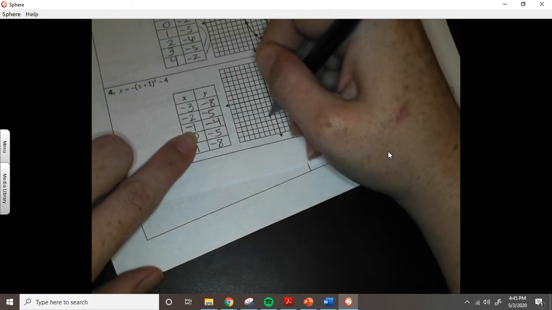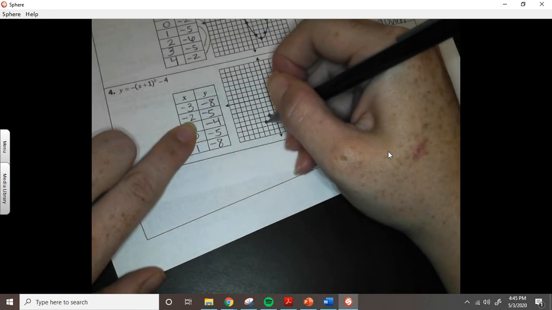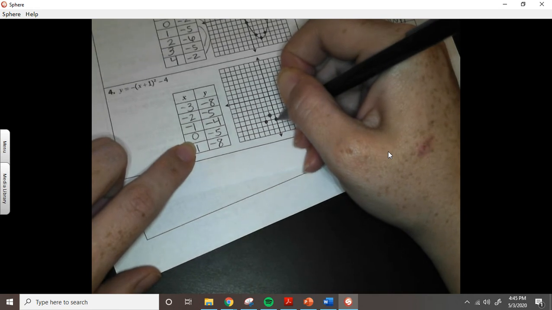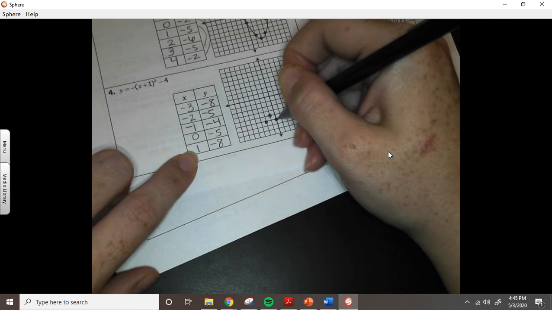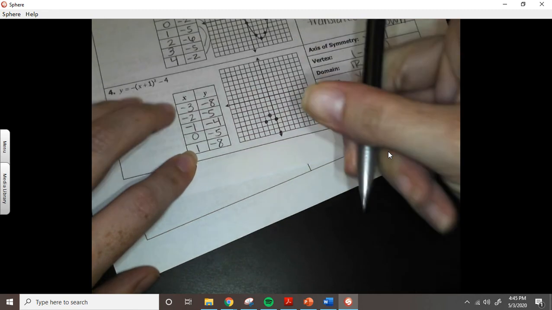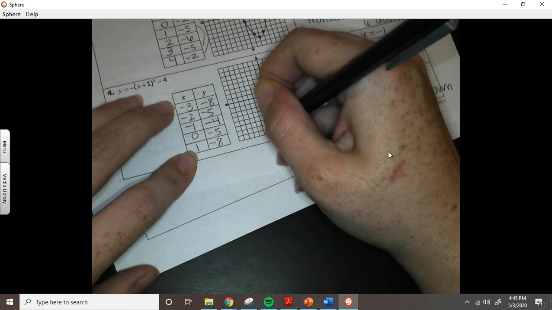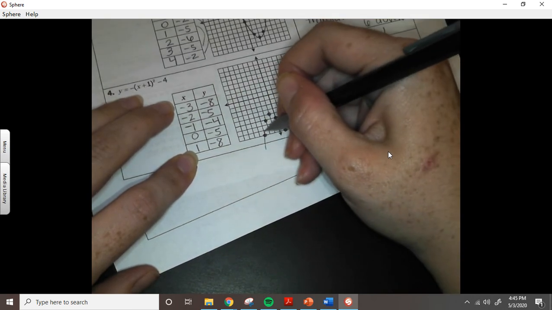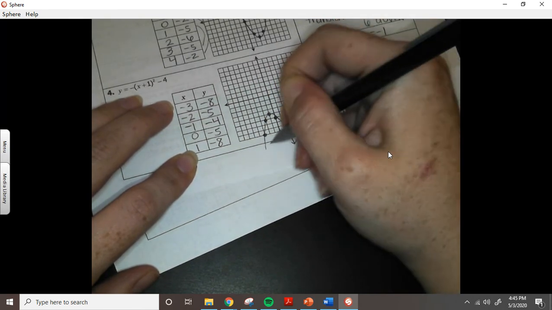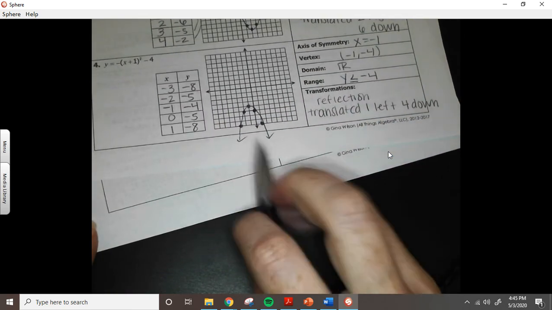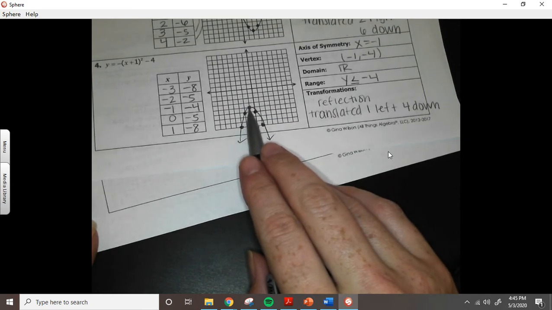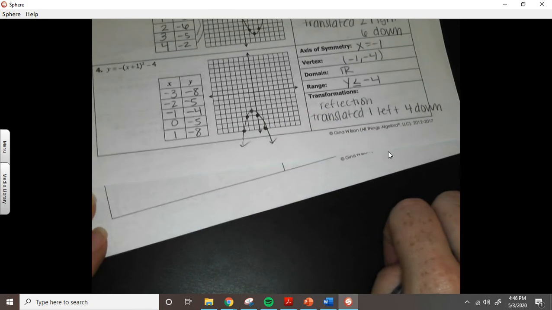Negative 1, negative 1, 2, 3, 4. Okay, negative 2, negative 5. That means 0, negative 5. 1, negative 5, 6, 7, 8. Oops, sorry. 1. Move it over 1. And here's the parabola. Okay. We're good. It reflected. It went 1 to the left because it's supposed to be here, and then we went 1 left, and we went down 4. Good job, guys.